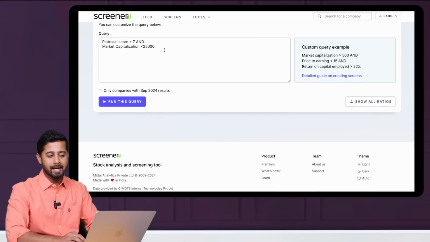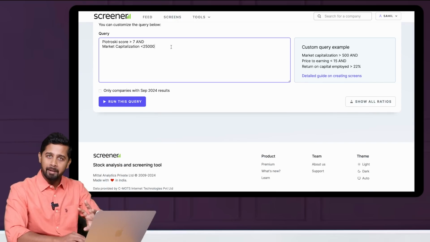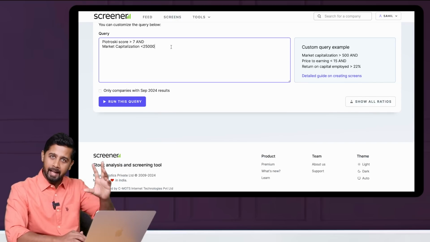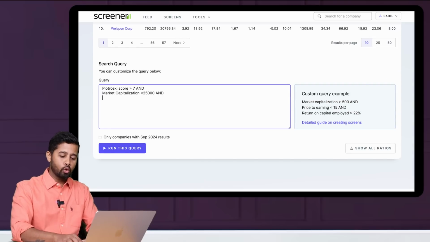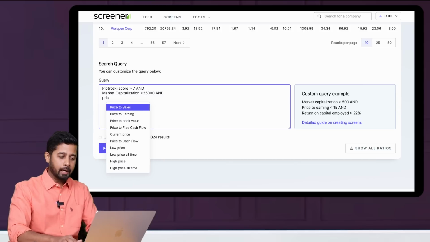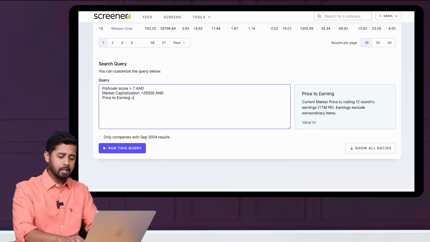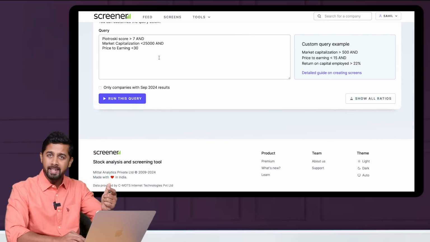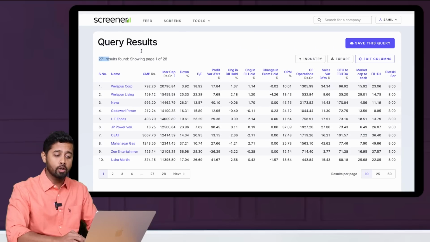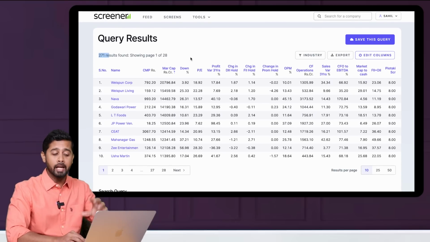Then again, like I said, you can play around with this query, make the criteria a bit strict, and then you can narrow down to fewer stocks. So let's say you want to know companies where price to earning is less than 30. Okay. And here now you've got 271 companies that have got a very high Piotroski score of 7 and above, and then earnings are also less than 30, P/E ratio, sorry.